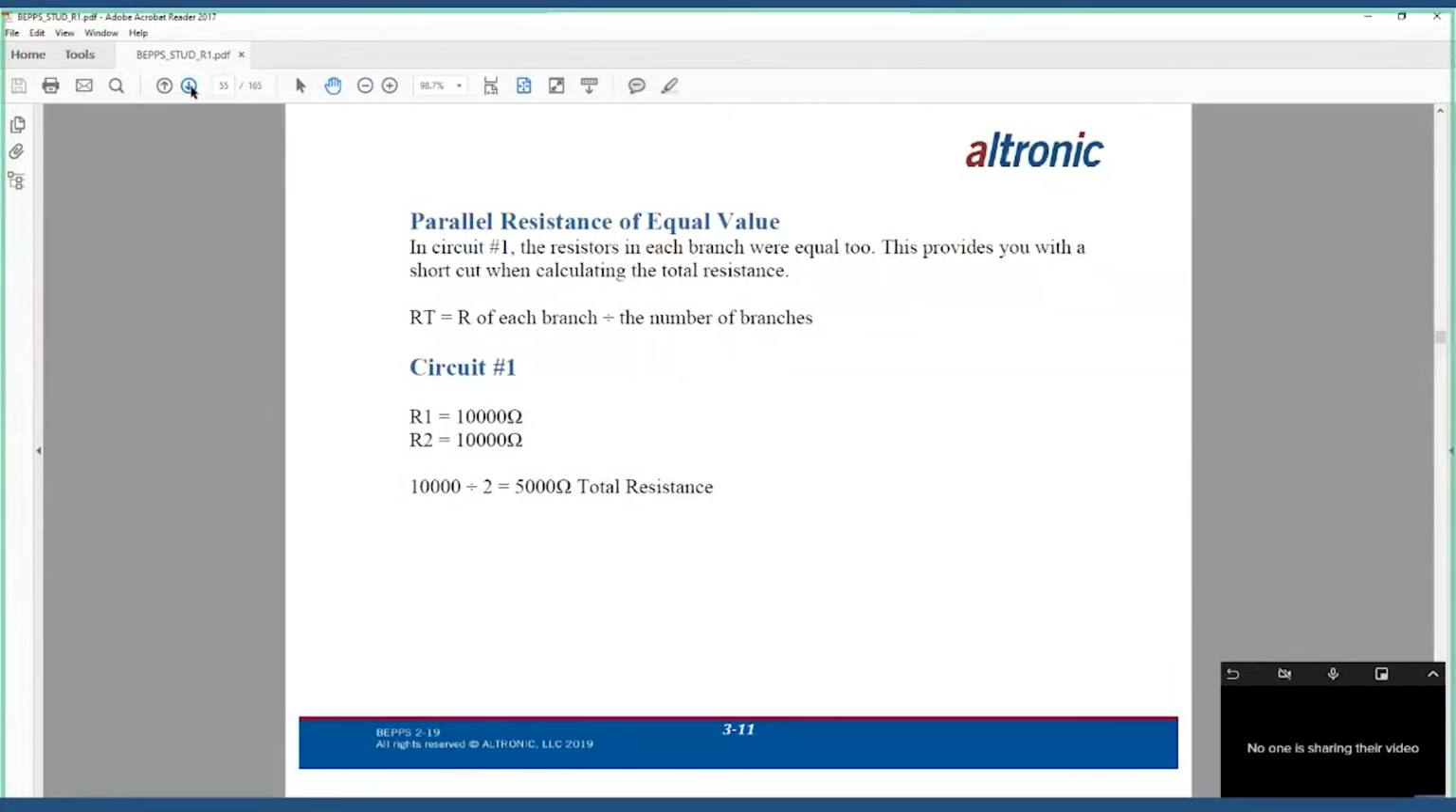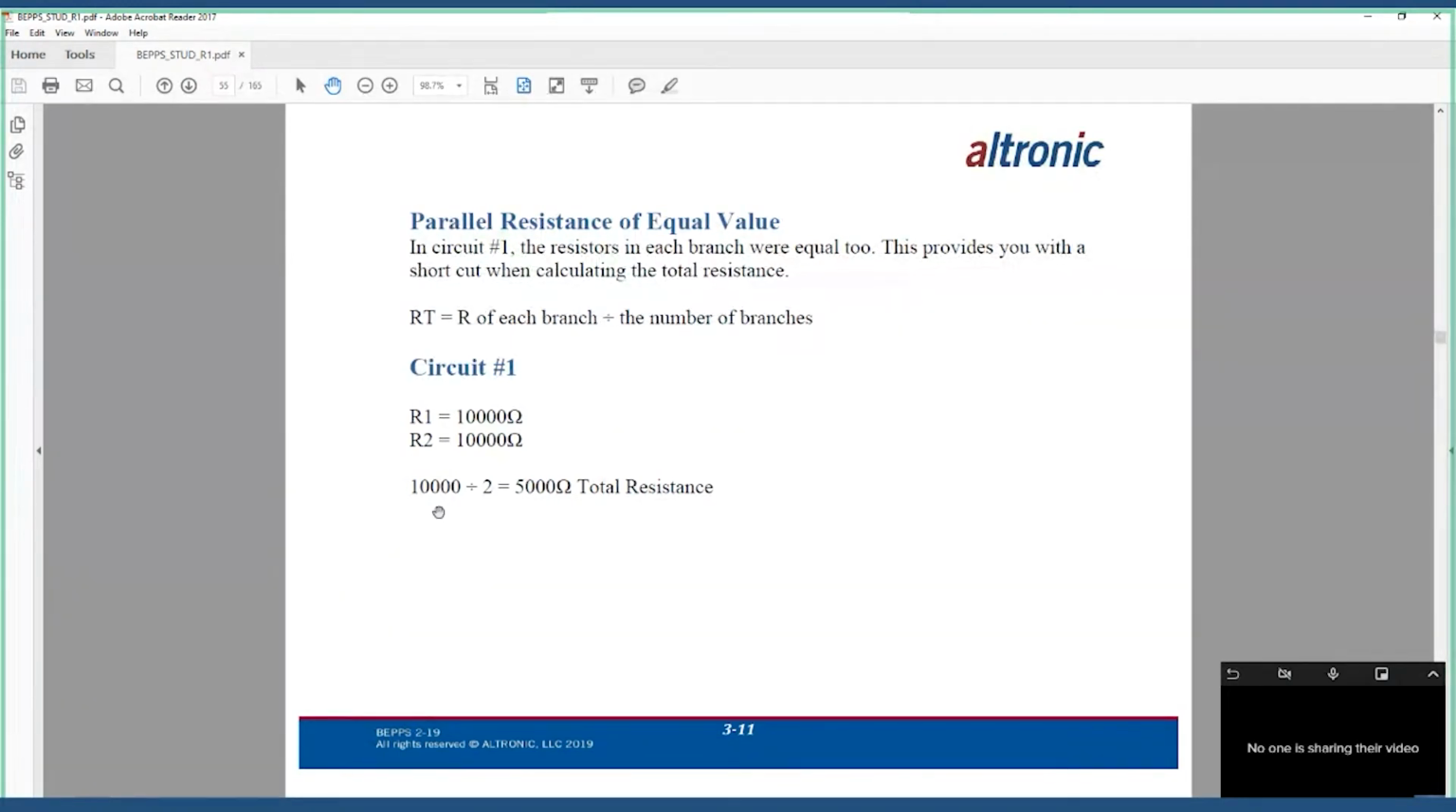All right, so in circuit 1, the resistors in each branch were equal. This provides you with a shortcut when calculating the total resistance. The total resistance equals R of each branch divided by the number of branches. There's another little quick formula you can do. So if the resistance values on each branch of the parallel circuit are the same, you can work it out. 10,000 divided by 2 equals 5,000. So if you had 3 or 4 branches, the resistance would keep dropping down. Does that make sense so far?